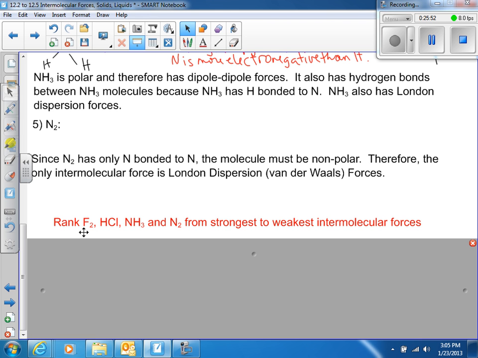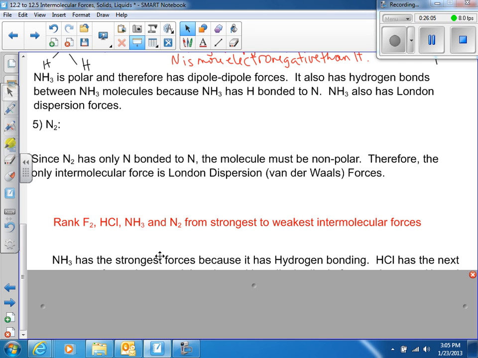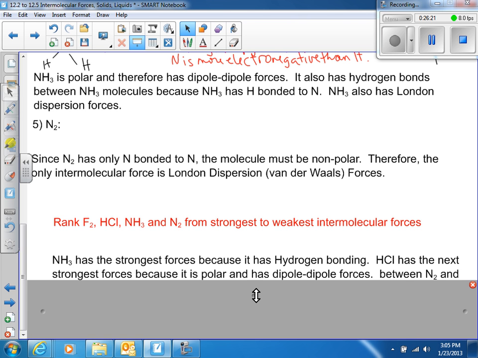Okay. Rank fluorine, hydrochloric acid, ammonia, and nitrogen from strongest to weakest intermolecular forces. Now you can choose to pause or you can just see the answer, but I'm about to show you the answer. Here we go. Okay. NH3, strongest because it has hydrogen bonding, which you were told is the strongest type of force. Now, N2 and F2 are nonpolar, so they're definitely not the strongest. HCl is the next strongest because it's polar. It has dipole-dipole forces.